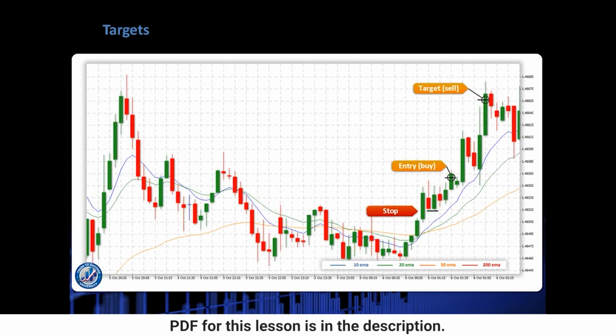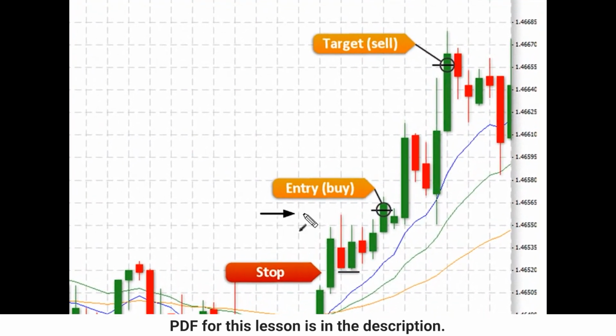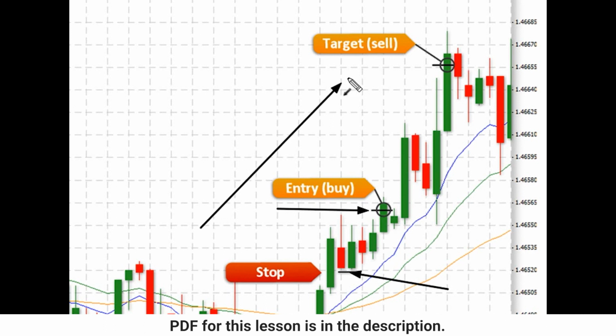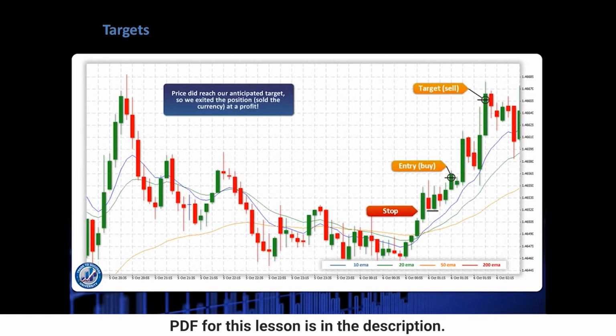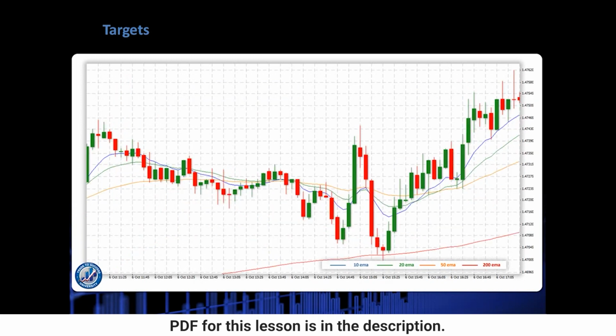So now this is the same trade, and this is how the trade worked out. We did get triggered into our trade here, and we bought the currency. Our stop loss was at this price. Price then went up, and we sold when price got to our target level. So price did reach our anticipated target, so we exited the position, we sold the currency at a profit.